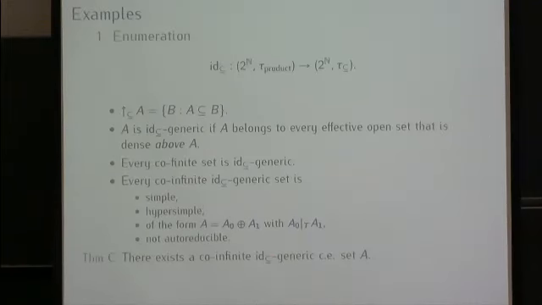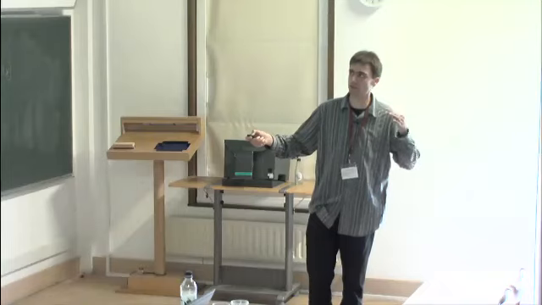So actually, I will illustrate on 3 examples. So you consider this, again, this function. So here, a set is subset generic if it belongs to every effective open set that is dense above A, in the sense that you can take elements of the open set containing A arbitrarily close to A.